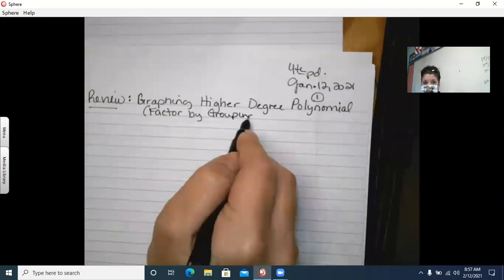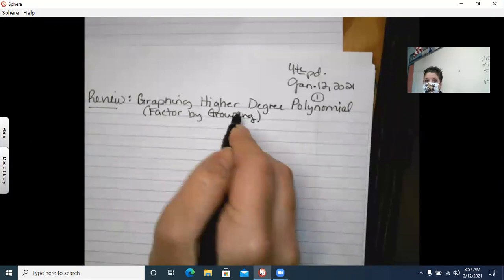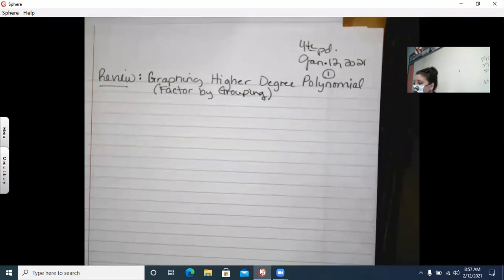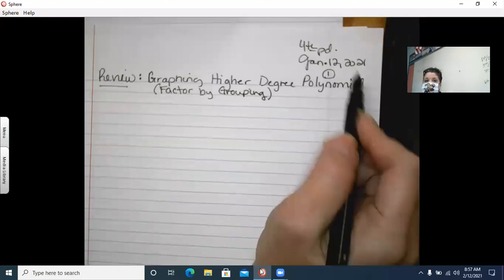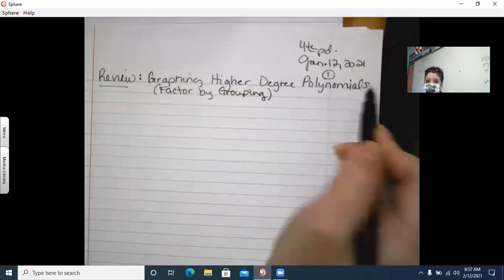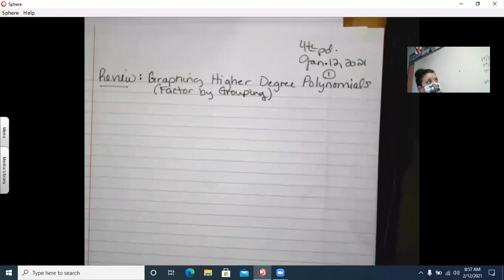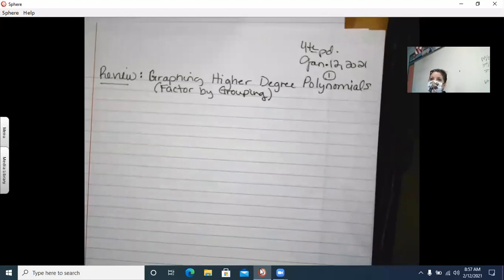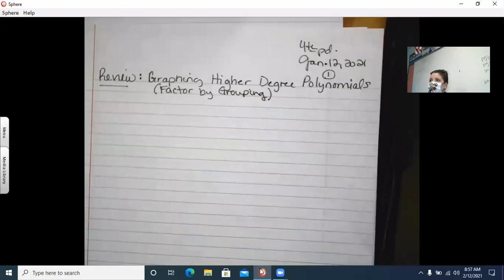All right, so the last 3 lessons have all been graphing higher degree polynomials. What's different is how we solve for the zeros. A lot of this is the same in behavior: y-intercepts, 3 degrees is 3 zeros. It's just finding the x-intercepts that's different. So like I said, this is a review.